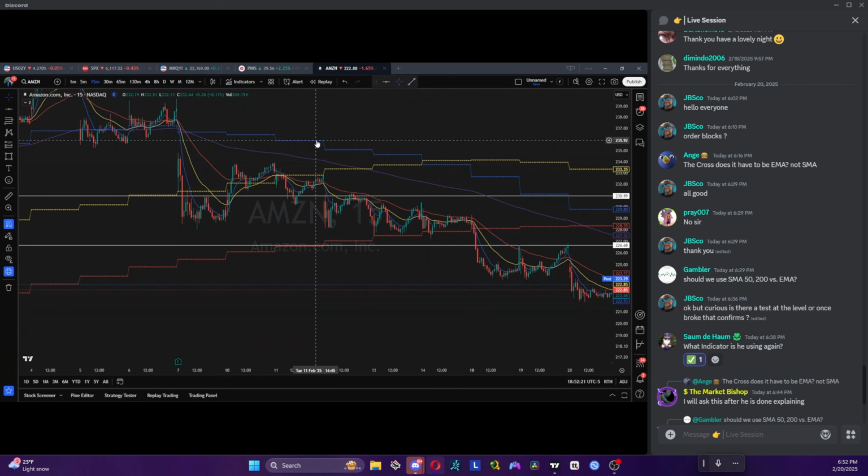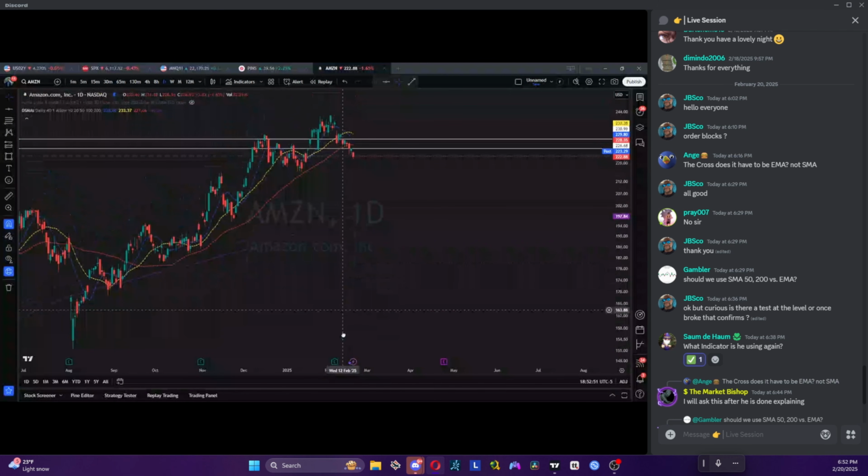Here's a perfect example of a golden cross. The 50 crossed over the 200, and look at how price just went. Right? These are just static, guys. Remember, these don't change by time frame. They remain the same.